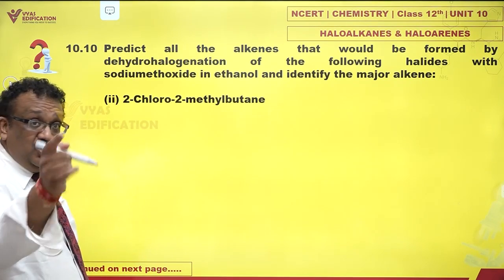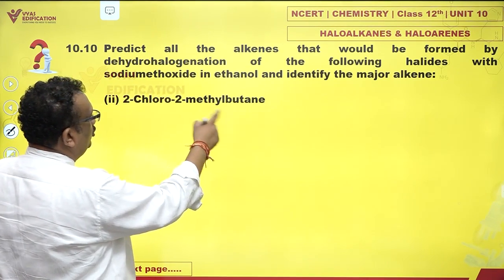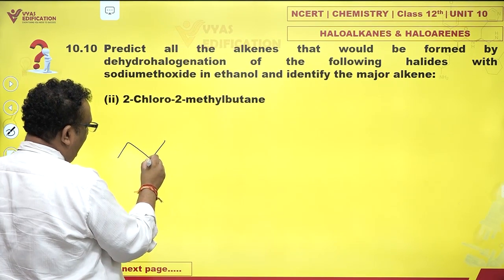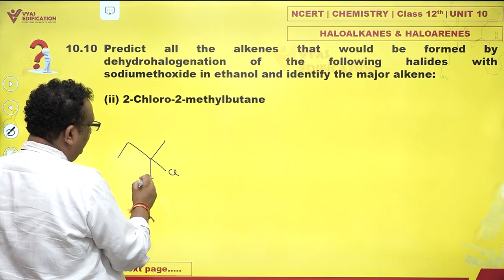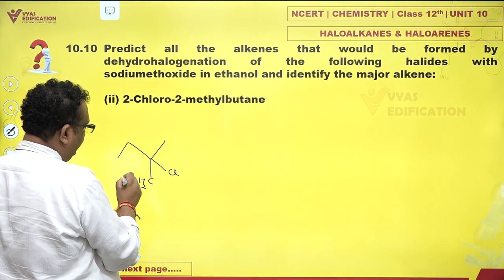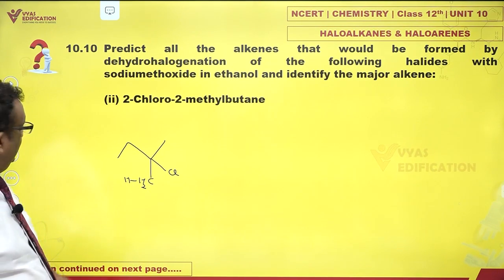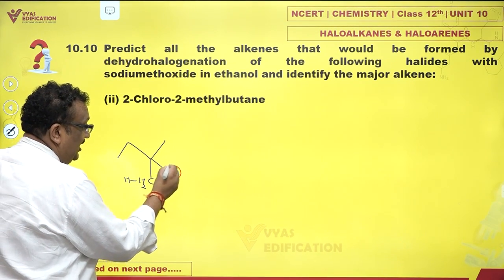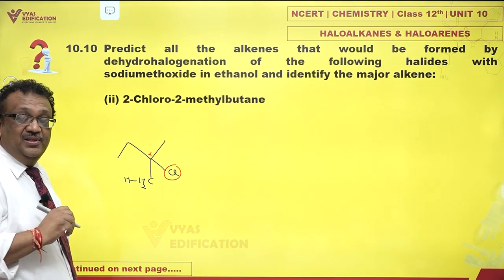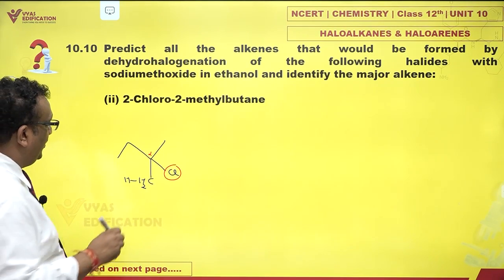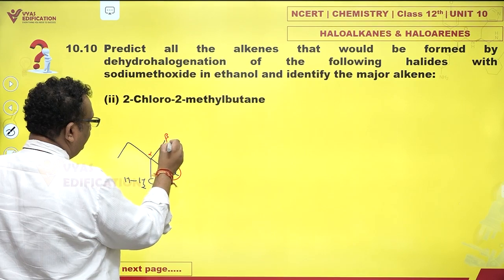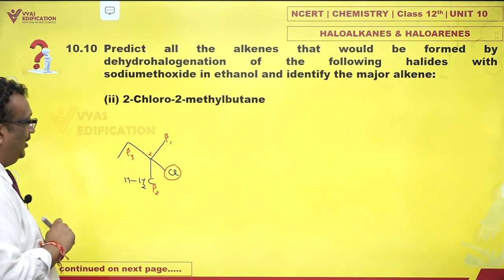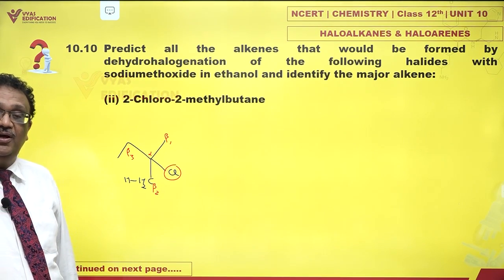Second question mentions, now you have to solve this. You have 2-chloro-2-methyl butane. Now I have butane, I have methyl and I have chloro. Like this. Can I mark alpha and beta carbons? Yes, I can. Cl is here, so this is alpha carbon. The carbon attached to halogen is alpha carbon. The neighbors are beta carbons. And I have not 1, not 2, I have 3 beta carbons.